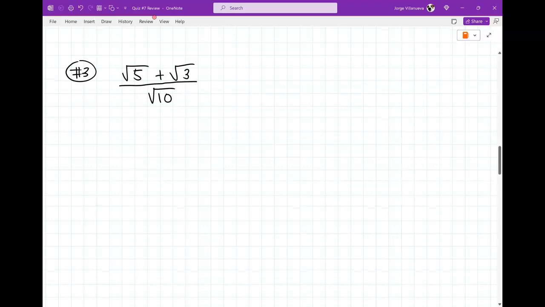So this one looks like it could be a little bit more difficult, but I mean, we'll take it as we go. Let's see what happens. So I have the square root of 5 plus the square root of 3 over the square root of 10.